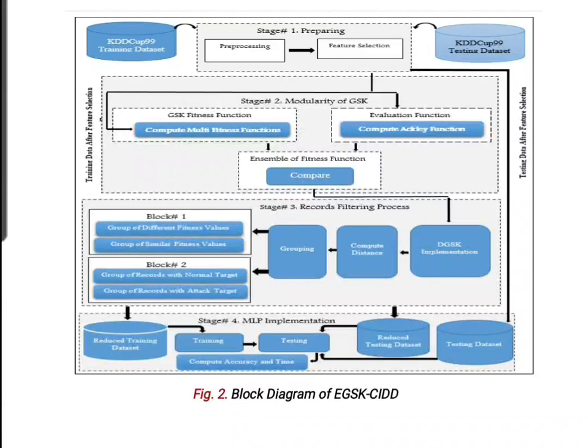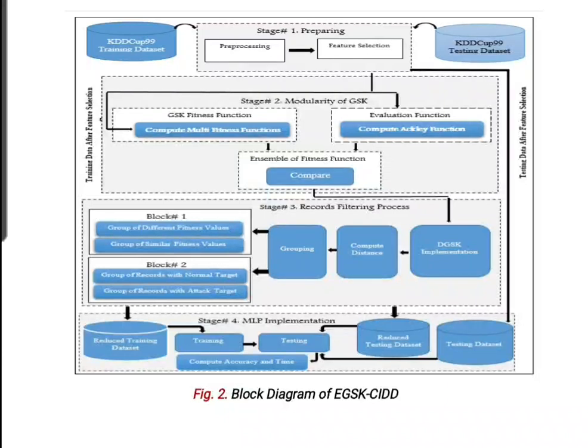In the first, the training dataset size is reduced by filtering records with unequal distances. That means unequal fitness value, or from those with equal fitness value, resulting in two groups. The group with unequal fitness value is filtered, reducing the training dataset size by 20%, while the second group of records with equal fitness value is passed to the next stage.